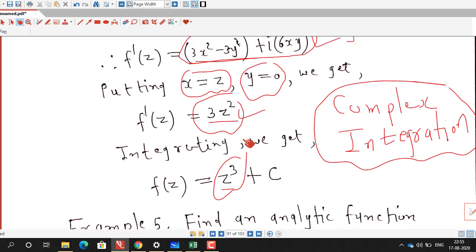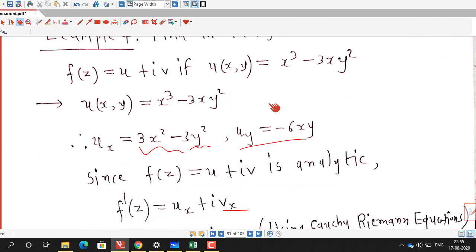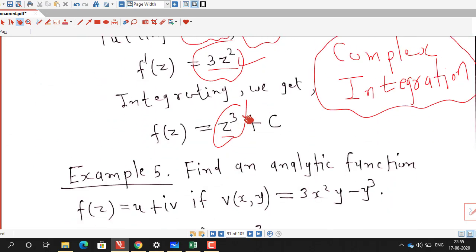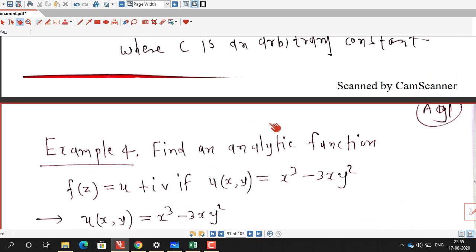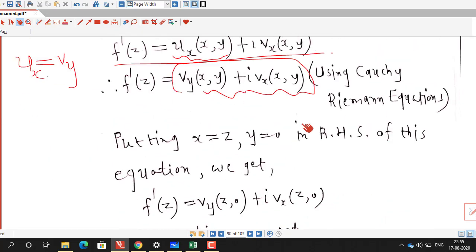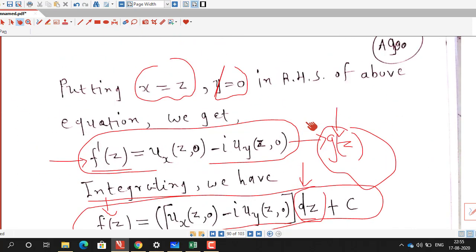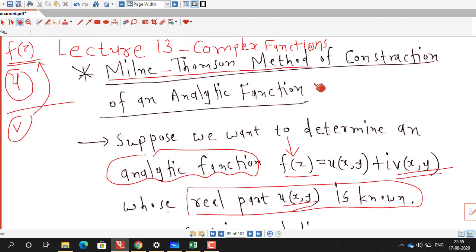In this example also we obtain f of z equal to z cube plus c, but in the earlier example the real part was given, x cube minus 3xy square. If you find u plus iv, you will obtain z cube. So in this way we can construct the analytic function whose real or imaginary part is given using the Milne Thomson method. So this is all about today's session.